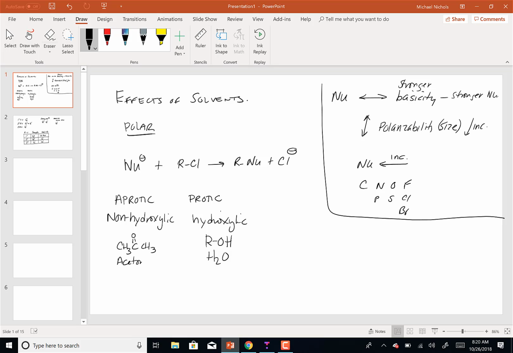Like acetone. There's the sulfur equivalent, which is dimethyl sulfoxide, or called DMSO. It has the sulfur instead of the carbon. We don't use that in lab.